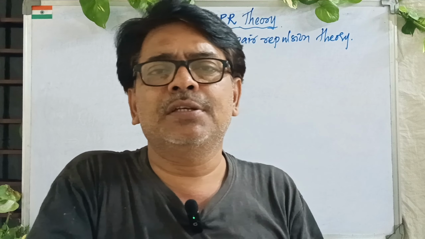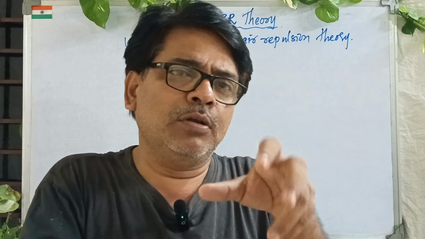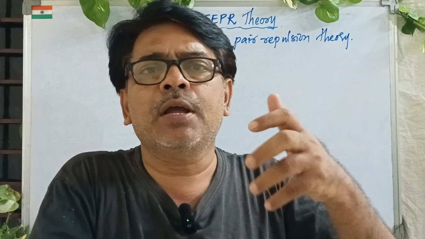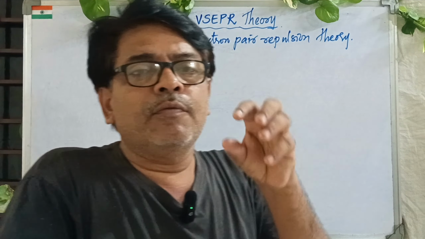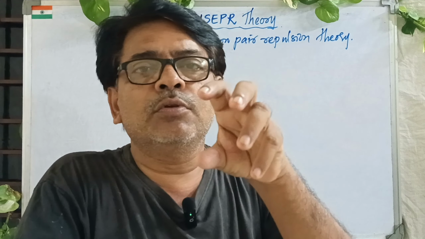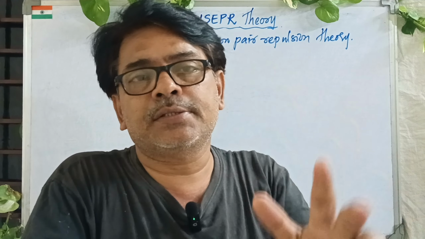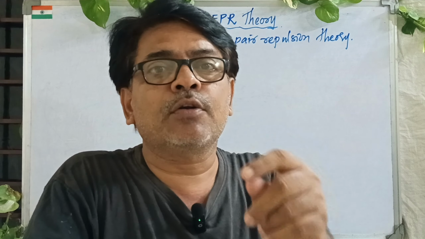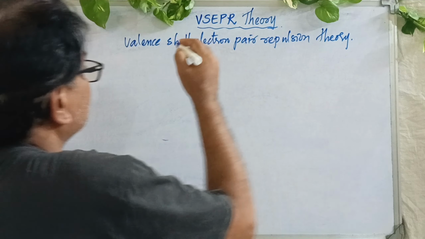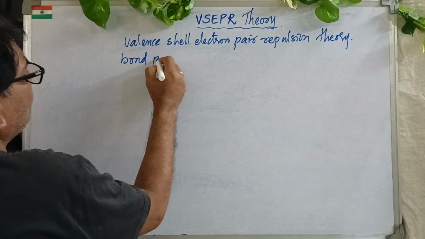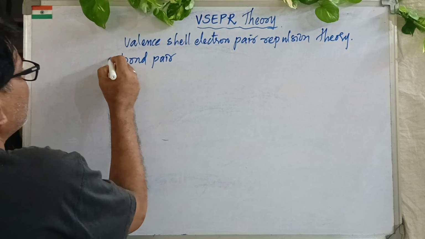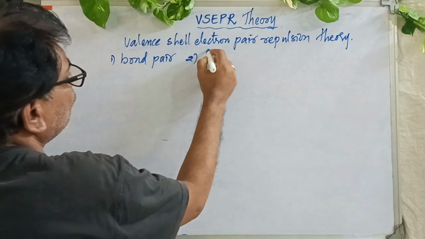Such an easy thing, isn't it? Why do all the covalent molecules not have the same shape? It is because of repulsion. Now when you speak about this theory, you should know there are two types of electron pairs. The first electron pair is the bond pair. Second is the lone pair.